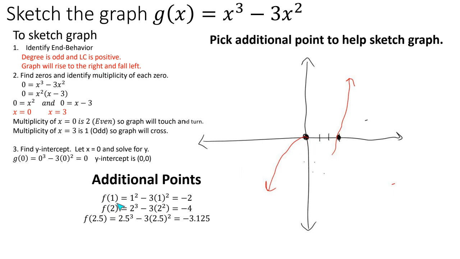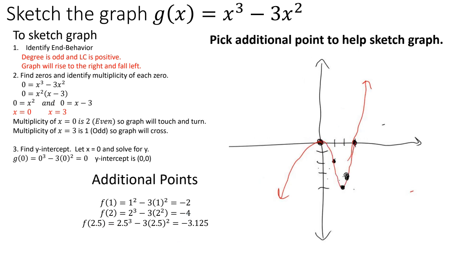So I'm going to use f of 1. If I plug in 1 for my x's, then I get negative 2. If I plug in a 2, I get negative 4. And if you're not sure yet, then you can use 2.5. So if I plot those, then my graph will look something like this. And so that would be your sketch.